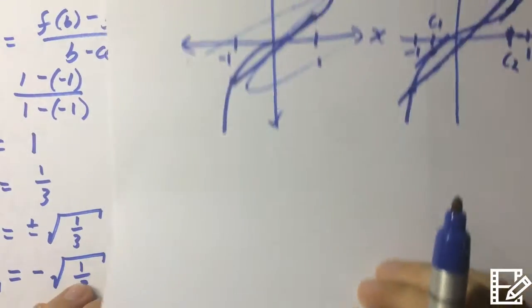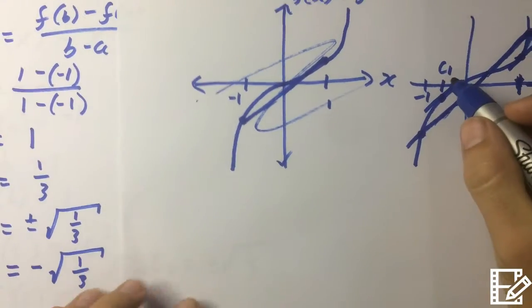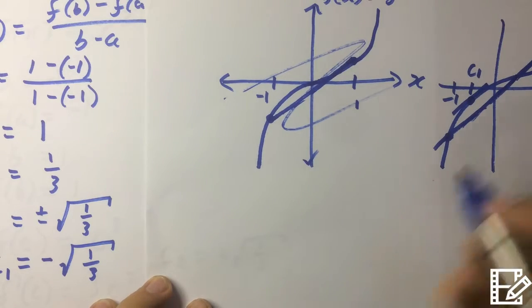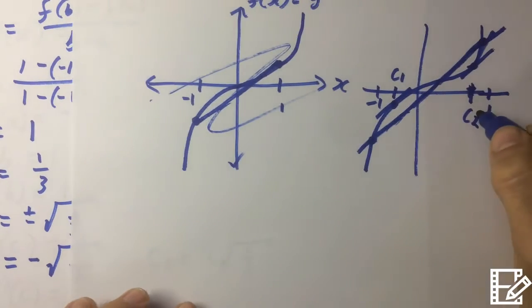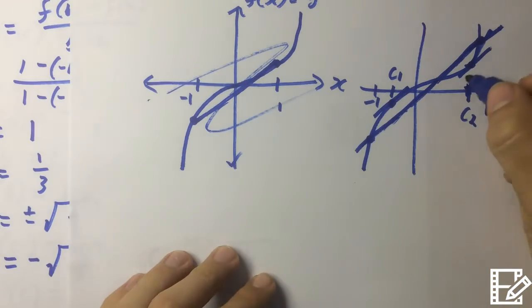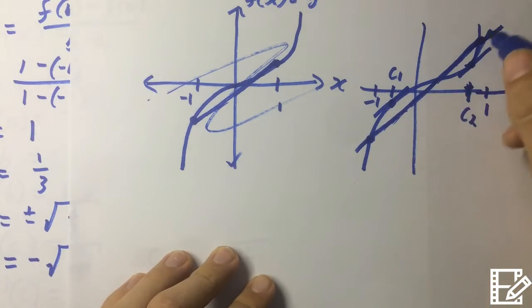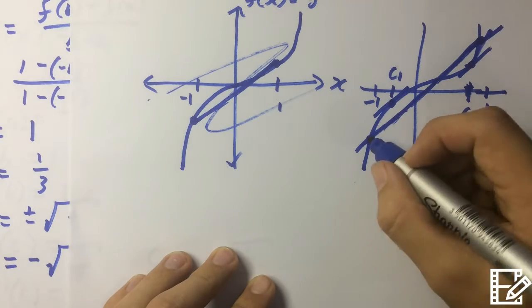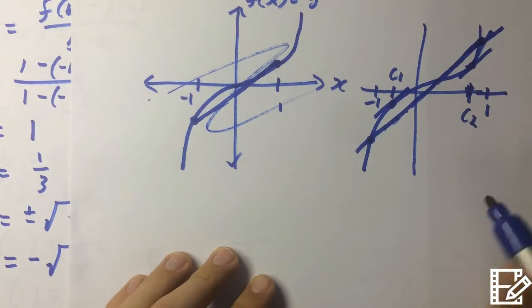Okay, and basically that is it. So c1 is negative square root 1 on 3, and c2 is positive square root 1 on 3. And at those 2 points, the slope is equal to the slope of the line that passes through the points at a and b.